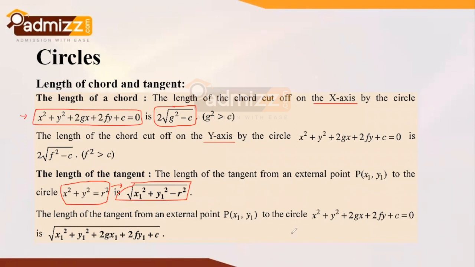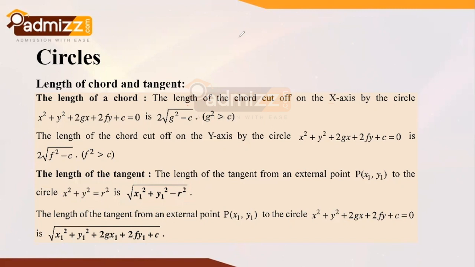And if the equation of the circle is of this format, then we take the length of tangent as under root of x1 square plus y1 square plus 2gx1 plus 2fy1 plus c. So this is the thing which we need to take note of.